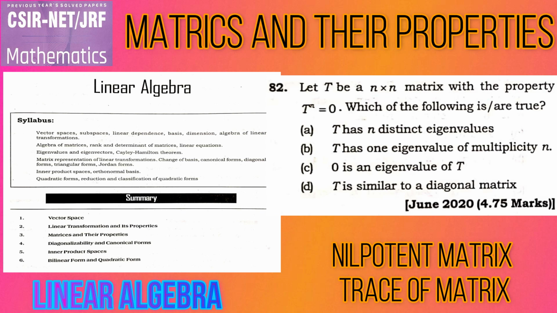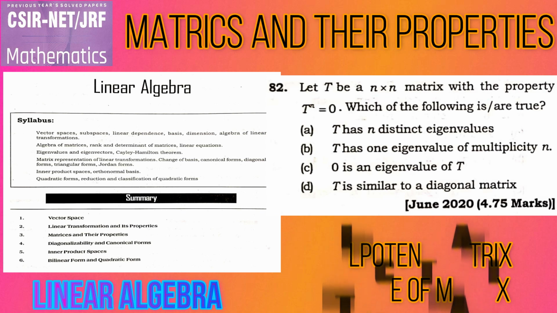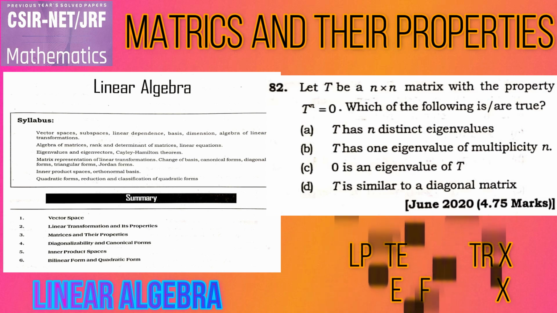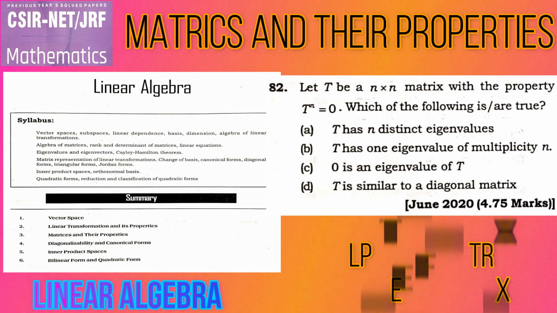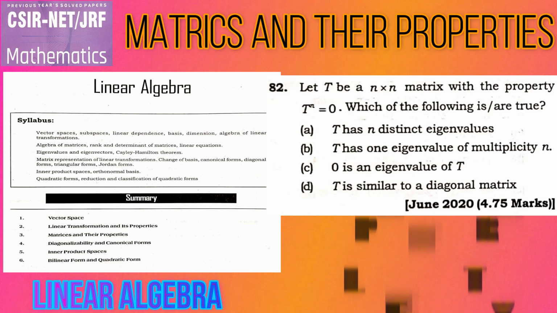Now here in today's video I'm going to explain one of the questions from CSIR NET. It is a 4.75 marks question, paper third, meaning that we have one or more than one option true. Okay, so let's get started with today's question. I'm going to explain the question first, then we'll go for a detailed understanding of the solution.